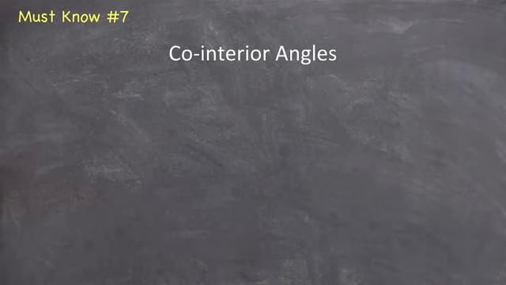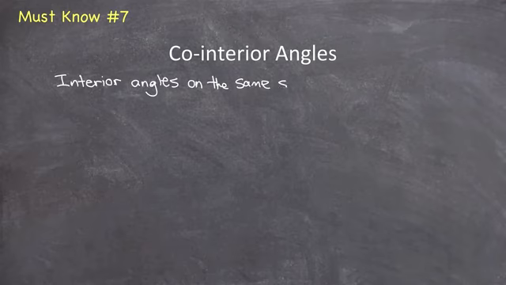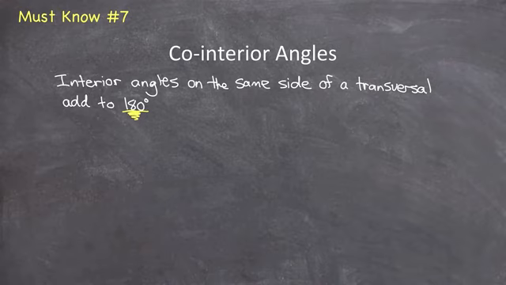Must know number 7, co-interior angles. This is our second parallel line theorem. This theorem states that interior angles on the same side of a transversal add up to 180 degrees. So let me draw a diagram of this theorem. I'll draw my 2 parallel lines, and I'll cut them with the transversal.